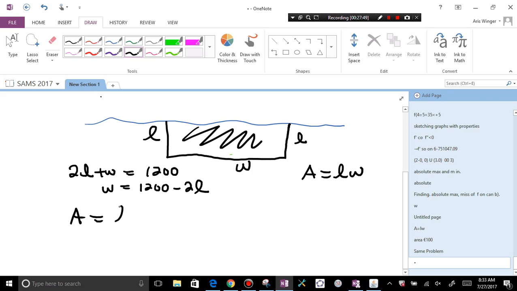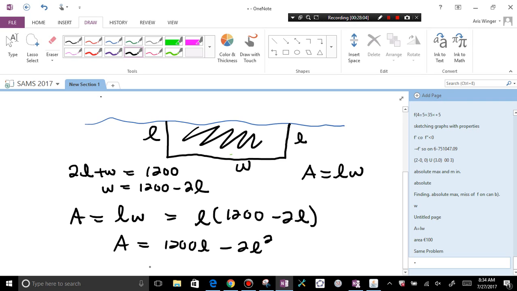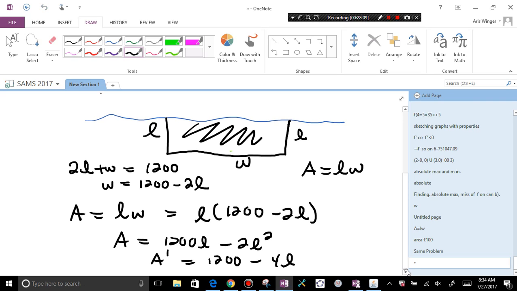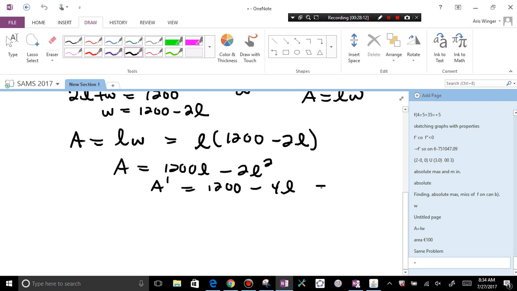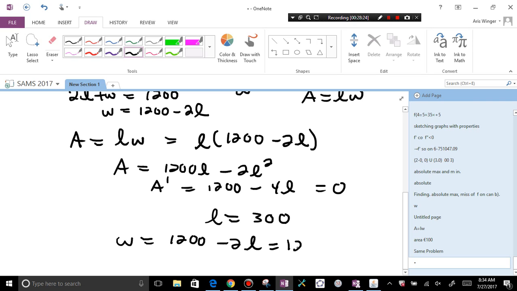So A equals L times W, which is L times 1,200 minus 2L. That's 1,200L minus 2L squared. The derivative is 1,200 minus 4L. Set to 0, L is 300. W is 1,200 minus 2L. That's now 1,200 minus 2 times 300, right? 600?